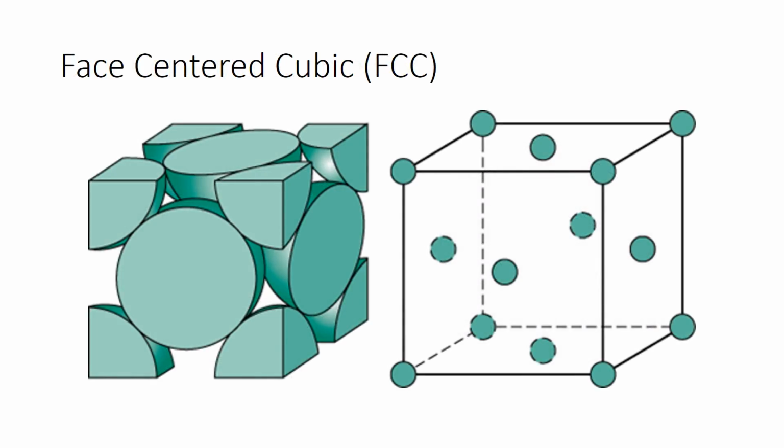Another example is the face-centered cubic, or FCC structure. It is like the simple cubic structure, except it has an additional atom in the center of each face of the cube.